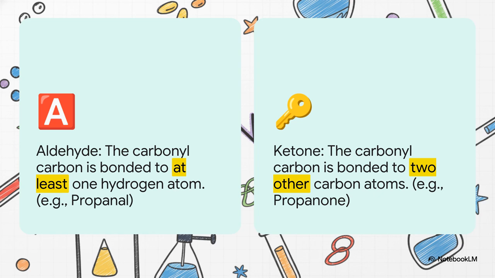You know, what's amazing is how one tiny little difference in what's attached to that main carbon creates two totally distinct subfamilies. Okay, so if that carbonyl carbon is bonded to at least one hydrogen atom, we call it an aldehyde. But if that same carbon is sandwiched between two other carbon atoms, well, then it's a ketone. And trust me, this whole aldehyde versus ketone thing, it is absolutely crucial. We're going to see why in just a minute.